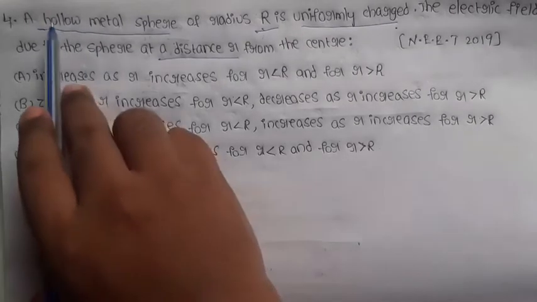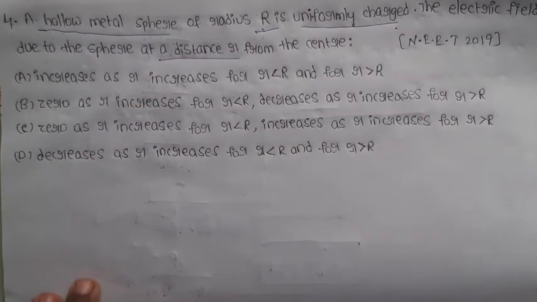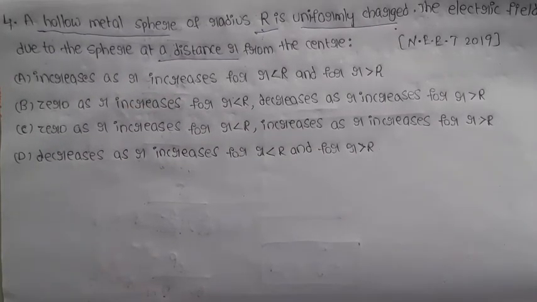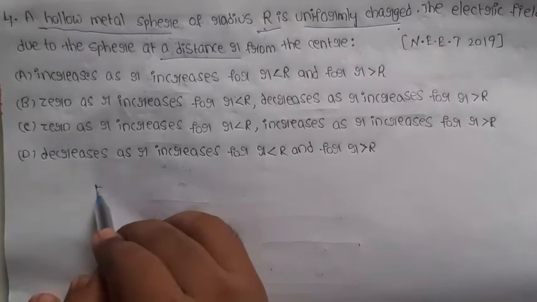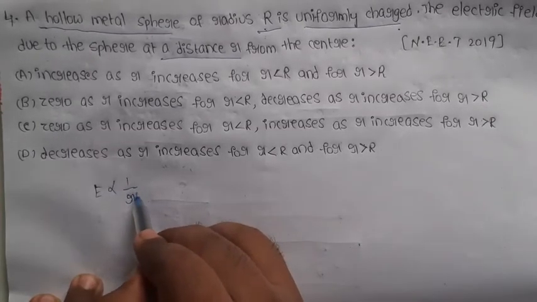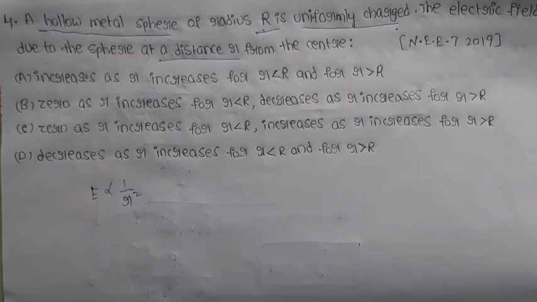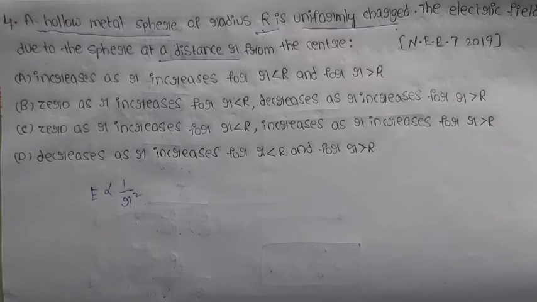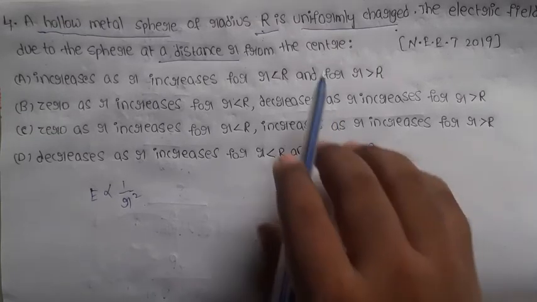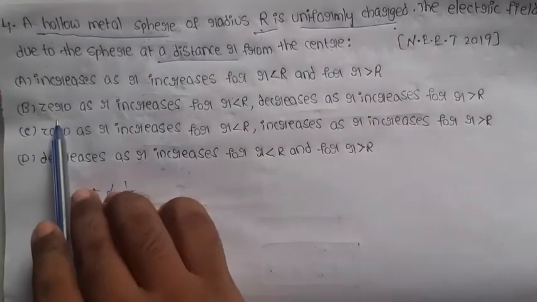We already know that inside a hollow metal sphere the electric field is 0. The relation between electric field and distance is inverse: as the distance r decreases, the electric field increases. So here the electric field at the center is 0.